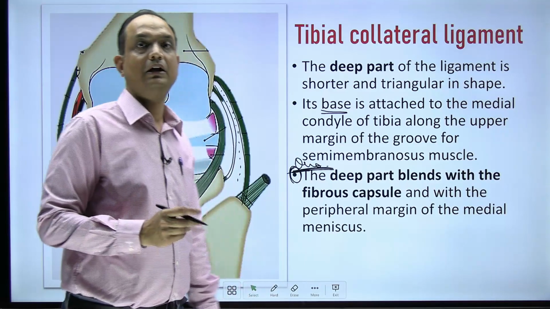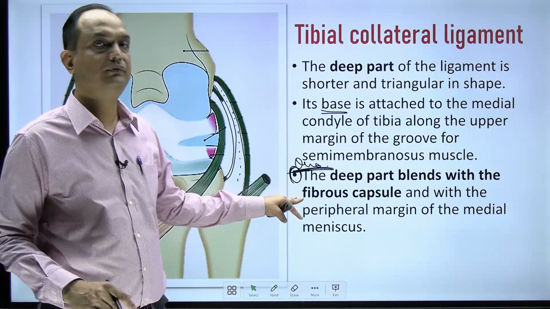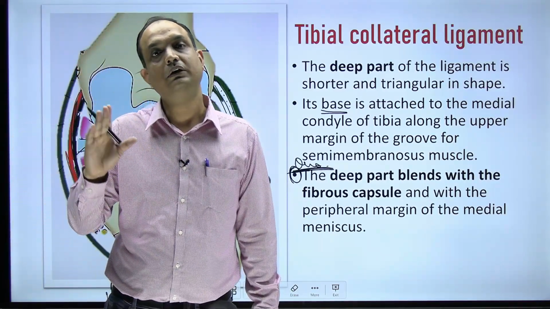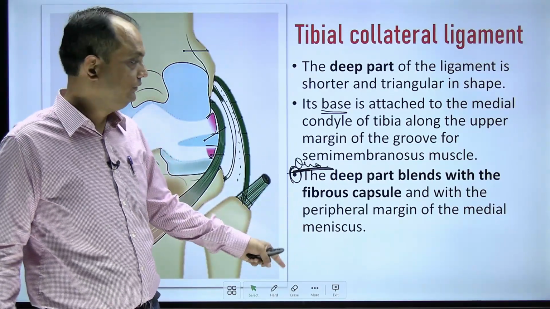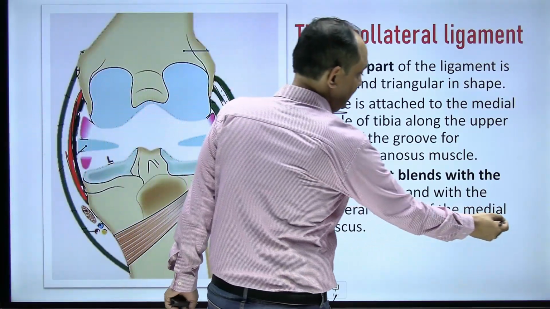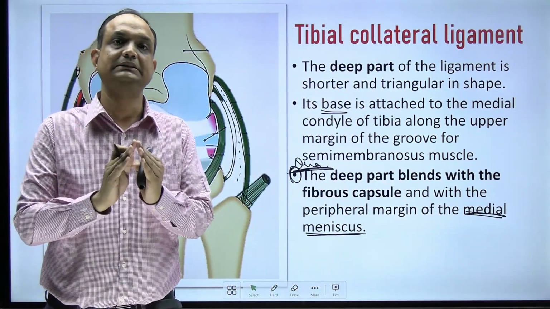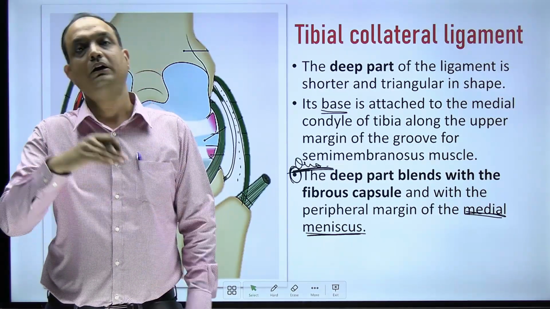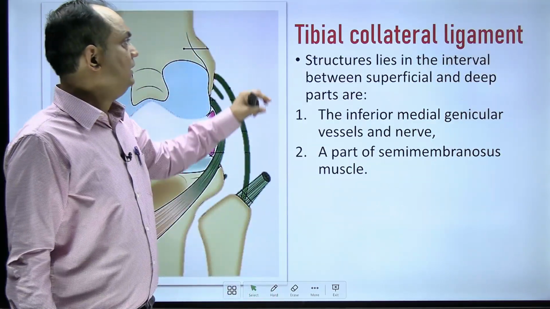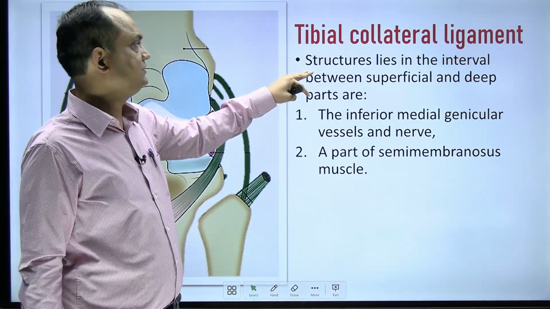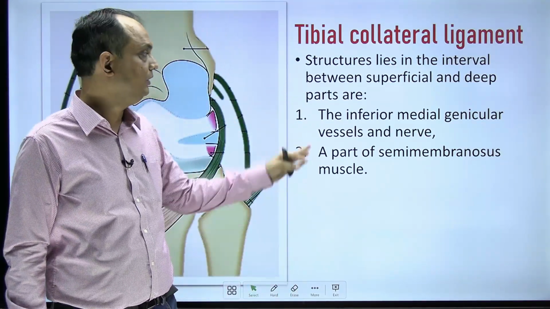and it's a very commonly asked question in your exam: what is the difference between the fibular and tibial collateral ligament. So this is one of the differences, that the capsule has a close relation with the tibial collateral ligament. Because of this, you have an indirect connection of the medial meniscus, because the medial meniscus is closely adherent to the capsule, and the capsule is closely adherent to the deep part of the tibial collateral ligament. Now the question is, which structure lies in the interval between the superficial part and the deep part of the tibial collateral ligament.